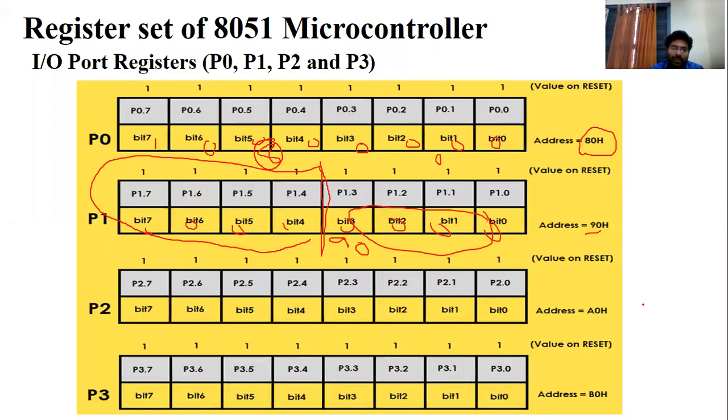That is the way you write the code to access the IO ports. Whenever you are accessing these input output ports, you must specify the codes for them. In the programming also, you must write the code for these registers. Then only can you access port 0, port 1, port 2, port 3. But for the remaining ones, the accumulator, register B or PSW, you need not specify the codes.